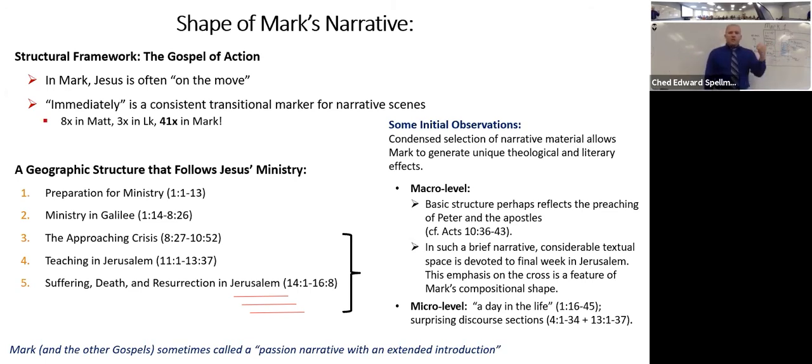So, all right. Well, on Wednesday, we will start thinking about some of the theological themes. In particular, we'll ask the question, why does Jesus ask people not to talk about him? So, the messianic secret.